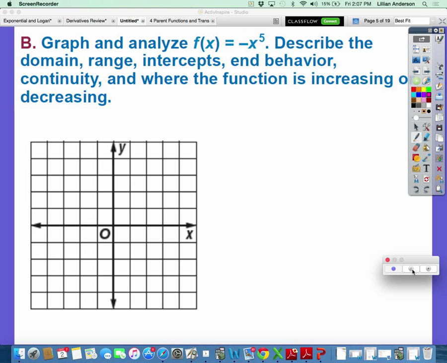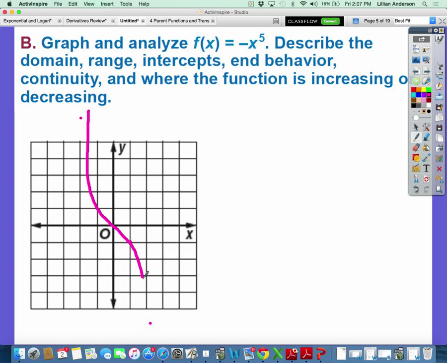So talk about, give me some points you plotted to graph this. Negative 2 and 32? Uh-huh. Negative 1, 1, 0, 0, 1, negative 1, 2, negative 32. So this should look roughly like this. Okay. Definitely looking like your odd power functions.